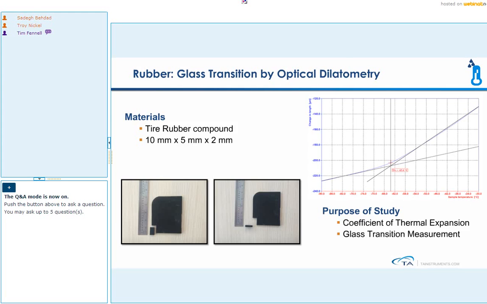So an example here is on a rubber sample. The sample, as you can see in the picture, is 10 millimeters by 5 millimeters by 2 millimeters. This is a tire rubber compound. You're increasing the temperature and looking at the onset of that transition, which shows you the Tg, and the slope of that length dimension change with temperature is showing us the thermal expansion.